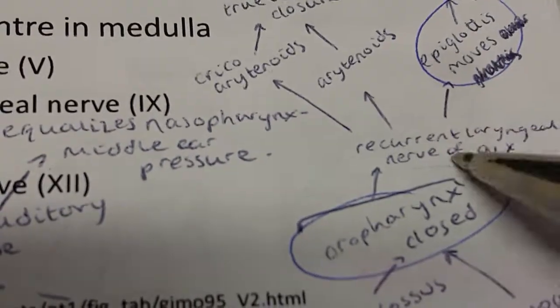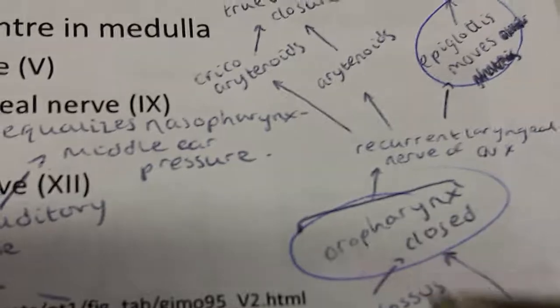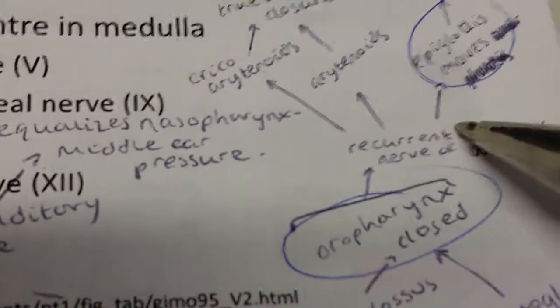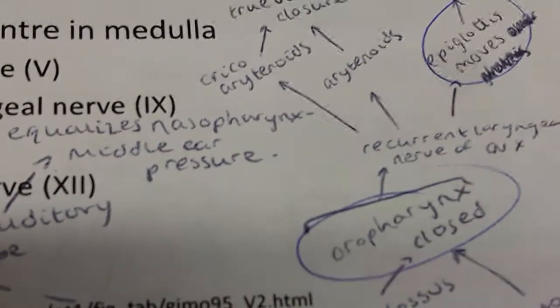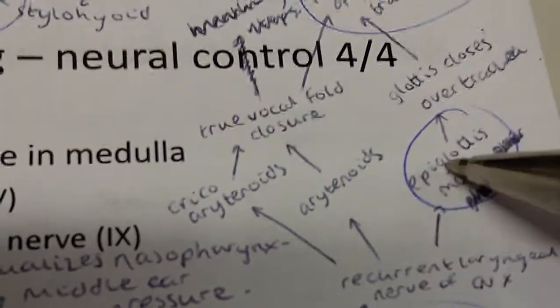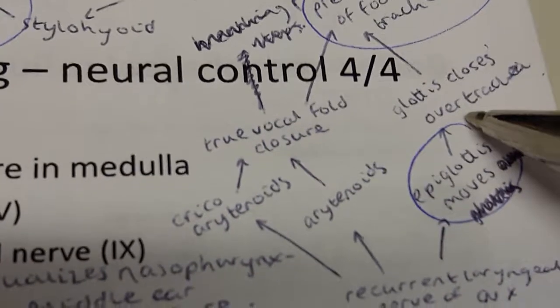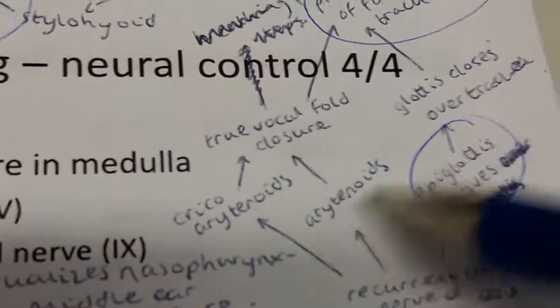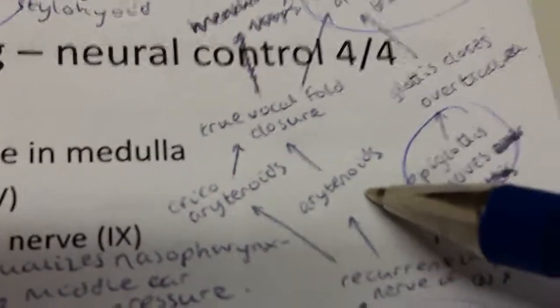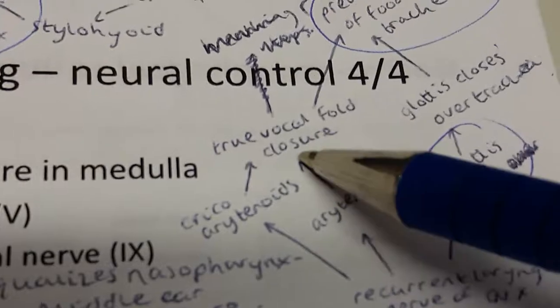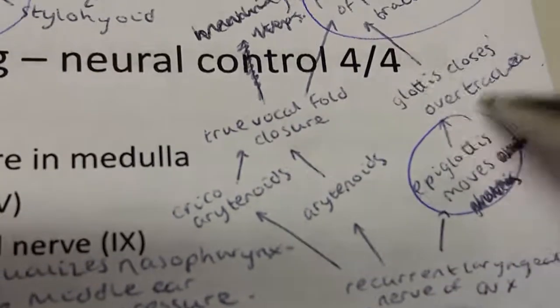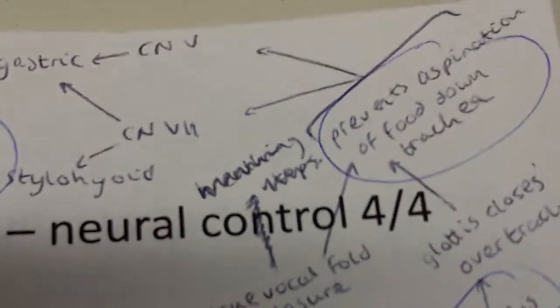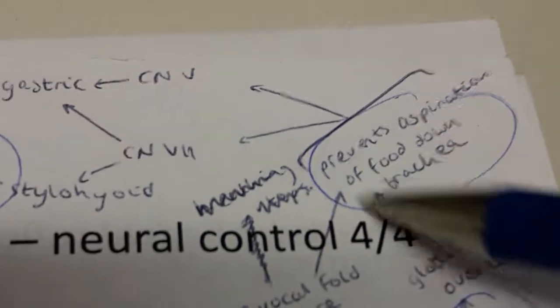The recurrent laryngeal nerve of cranial nerve 10 of the vagus innervates all the muscles of the larynx, apart from the cricothyroid. So the epiglottis moves, and the glottis covers the trachea, and also the arytenoids and cricoarytenoids contract, causing true vocal fold closure. And when you've closed the true vocal folds and you've covered the trachea, then you've succeeded in preventing aspiration of food going down the trachea by blocking the trachea.